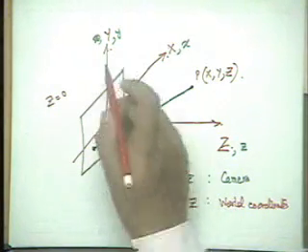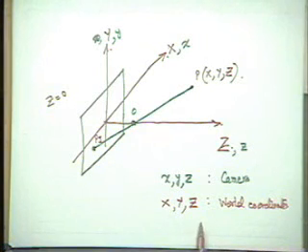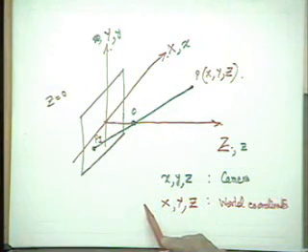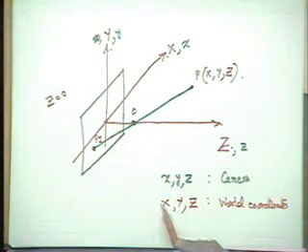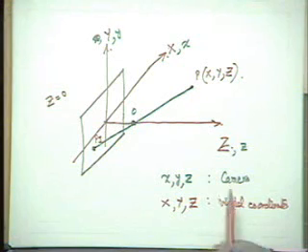Of course, in this case we have aligned the capital XYZ coordinates with the small xyz coordinates. For our simplicity, we have assumed the same coordinate system for the camera as well as the world coordinate. But it is not mandatory that we have to use the same coordinate system. We can have a different coordinate system also, or rather this assumption we can violate.